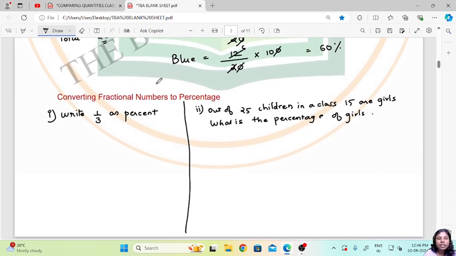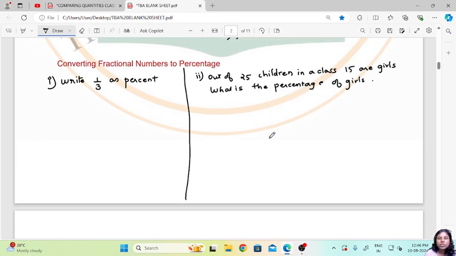Now, converting fractional numbers to percentage. In this case there is a fraction and we have to convert it into a percentage. Just now we learned that to find the value of anything in terms of percentage, we simply multiply the given number by 100. That will give us its value in percentage. So if we have 1 upon 3, we multiply it by 100. So 3 ones are 3, 3 3s are 9, again 3 3s are 9, giving 33.3.